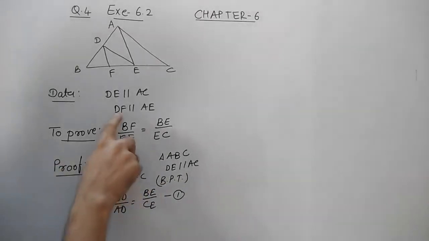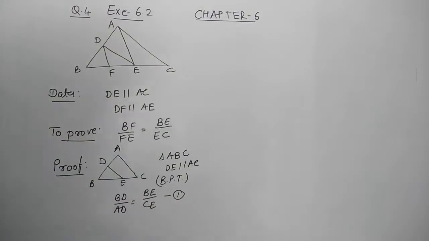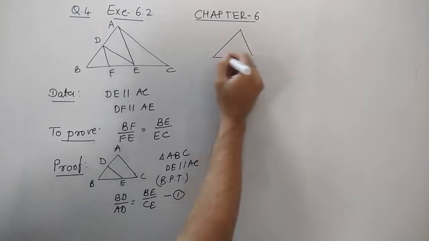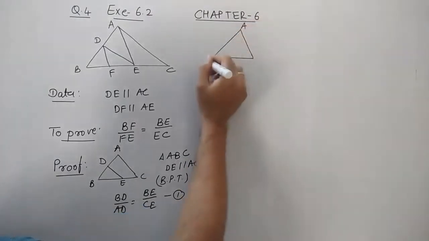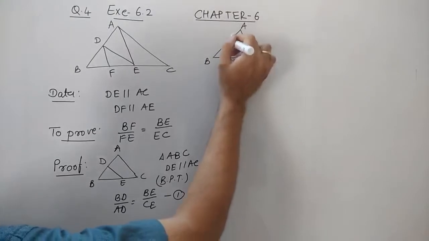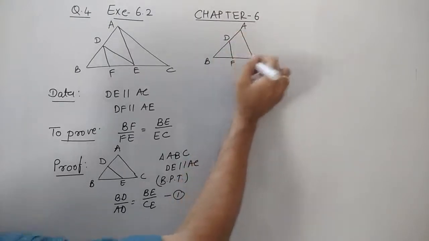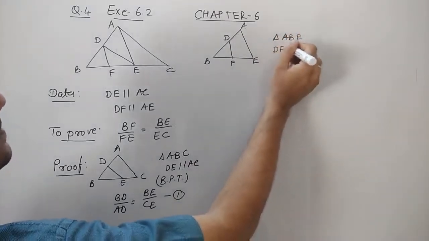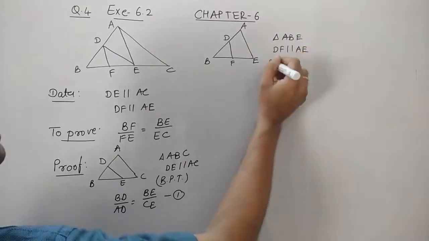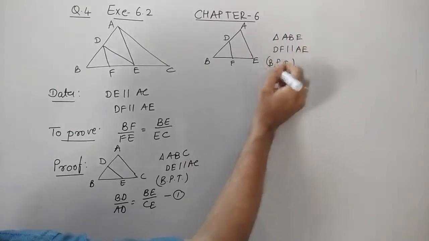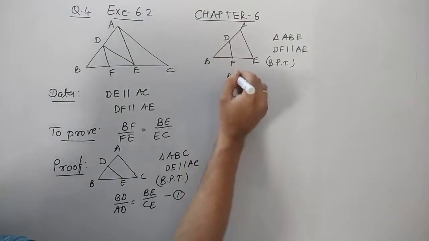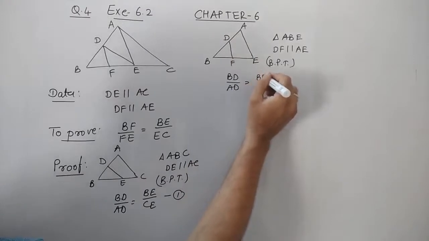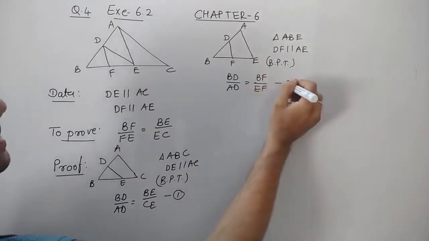Okay, let's move further. As DF is parallel to AE, let me draw this triangle only. This is the triangle we are talking about, ABE, where DF is parallel to AE. Again I'll use the basic proportionality theorem. So I'll take BD upon AD is the same as BF upon EF. This is equation number 2.